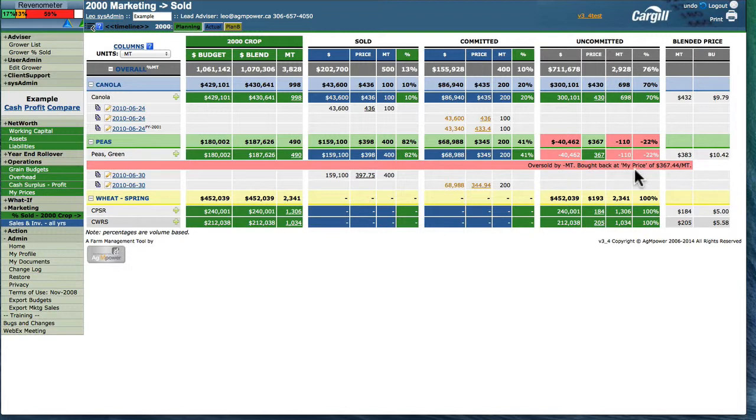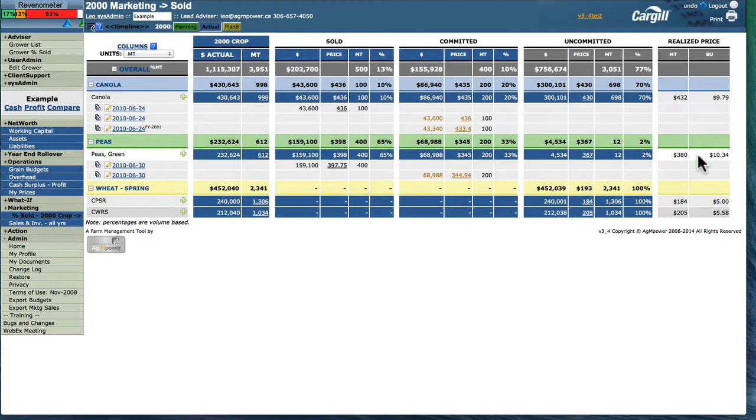When you are oversold, the program will buy back the oversold amount at whatever you have in My Prices, in this case $3.67. This of course will change our blended price. Let's compare it to actual: $10.34. Sales remain the same whether in planning or actual or Plan B.